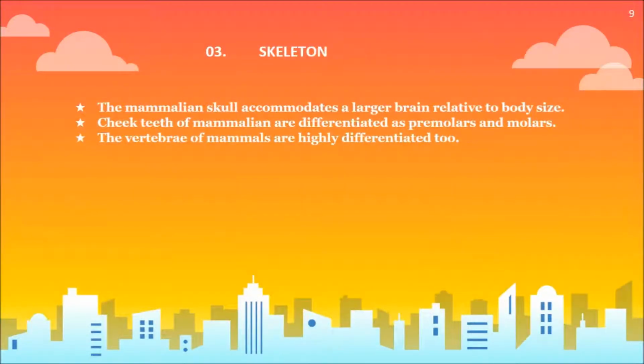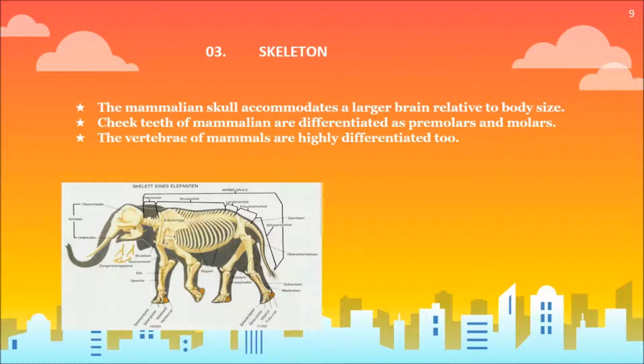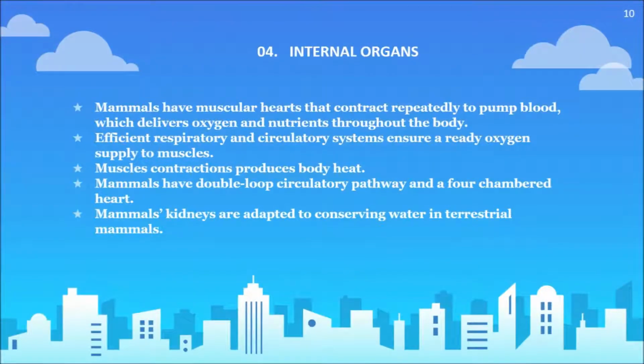The third characteristic is skeleton. The mammalian skull accommodates a larger brain relative to body size than does the reptilian skull. Also, mammalian cheek teeth are differentiated as premolars and molars. The vertebrae of mammals are highly differentiated. Typically, the middle region of the vertebral column is arched, and the limbs are under the body rather than out to the sides.